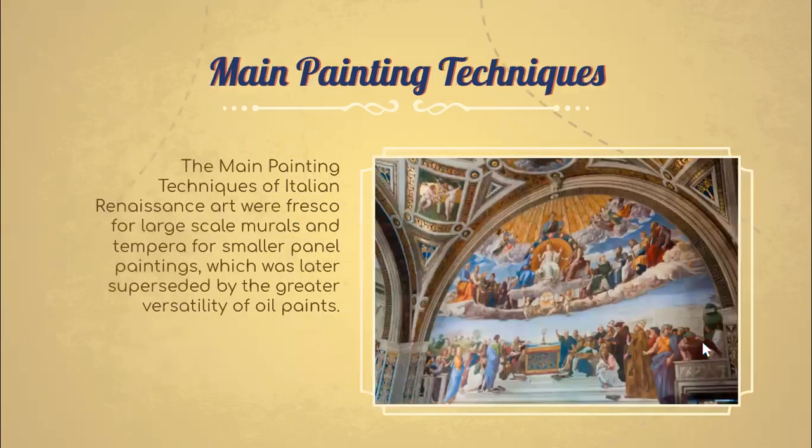So main painting techniques. The main painting techniques of Italian Renaissance art were fresco, as I mentioned, for large scale murals, and tempera for smaller panel paintings, which was later superseded by the greater versatility of oil paints. Oil paints, of course, are a lot richer. They're a lot more durable in terms of lasting longer. Fresco paints work, but there's not a lot of durability, as they are made out of sort of natural components, such as egg yolk and that sort of thing.